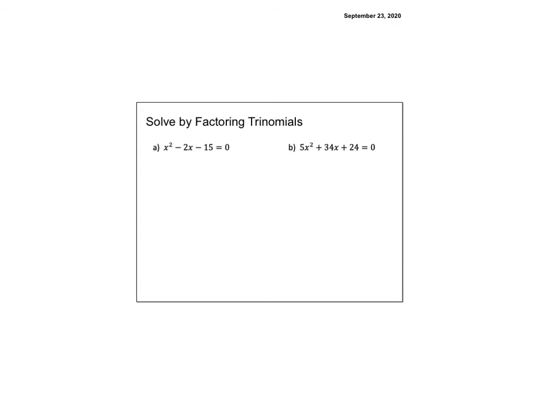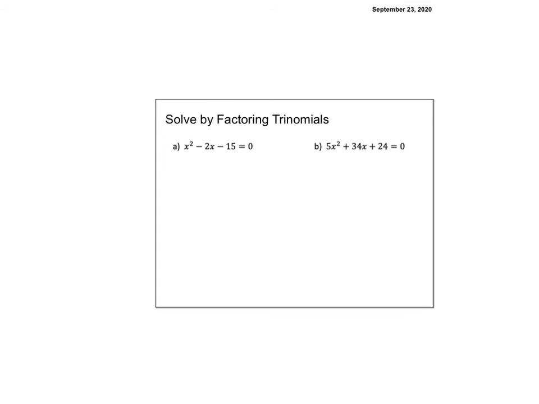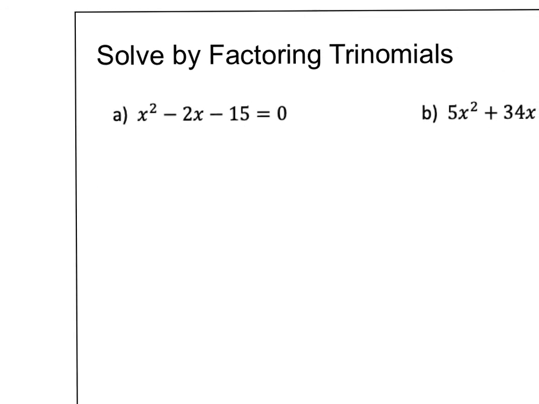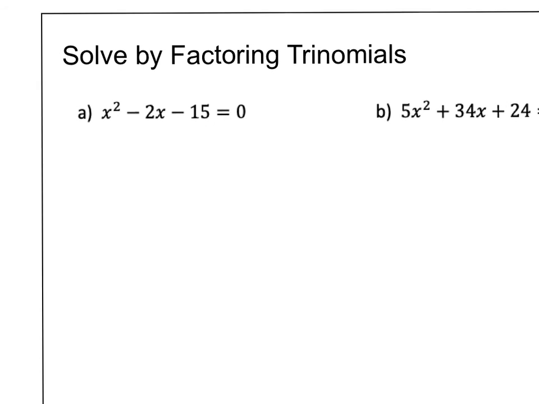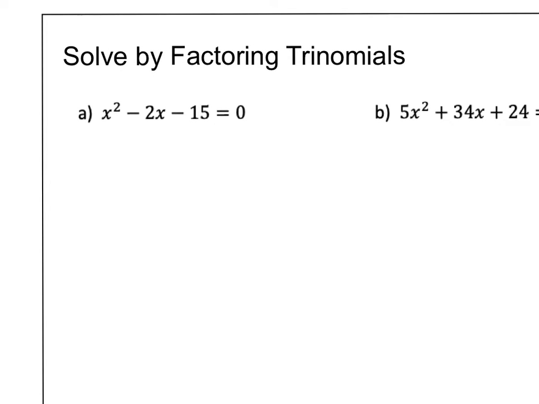All right. So if we look at the next page, we again have two trinomials. Now this first one, we still have a equaling 1. So we are going to do the same thing, add up to -2, multiply to -15. Now I know in this case, we're going to have both a positive and a negative number.